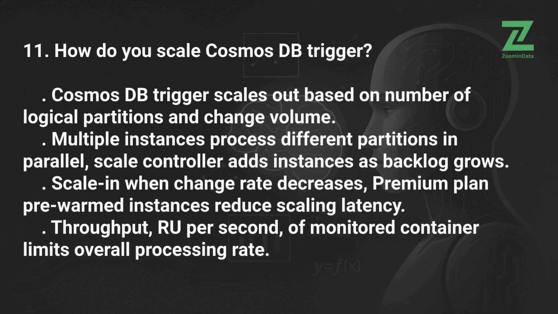11. How do you scale Cosmos DB trigger? Cosmos DB trigger scales out based on number of logical partitions and change volume. Multiple instances process different partitions in parallel. Scale controller adds instances as backlog grows. Scale in when change rate decreases. Premium plan pre-warmed instances reduce scaling latency.